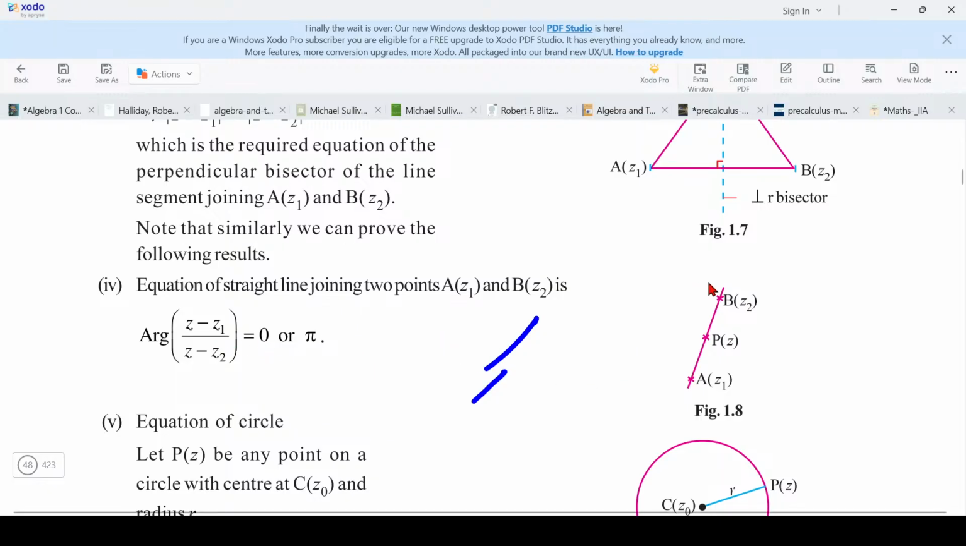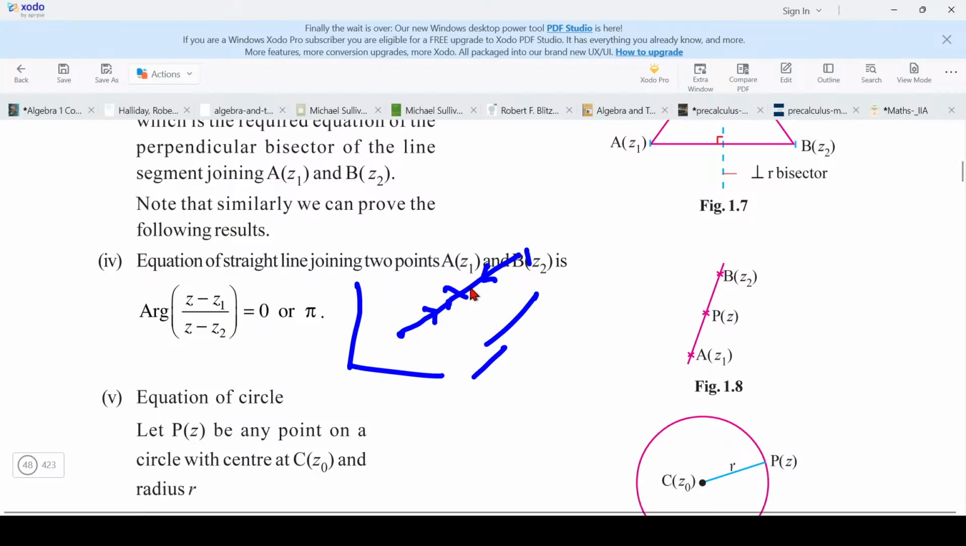With Z common, that means all three are on the same straight line. Agree? Okay. Z minus Z1: there is Z1, there is Z. Z minus Z1 is the line connecting this one, this vector, right? And similarly, Z minus Z2. That must be some other vector, either this or this, whatever. And now these two angles should be equal to 0 or pi. What does that mean? All three points should be on the same straight line.